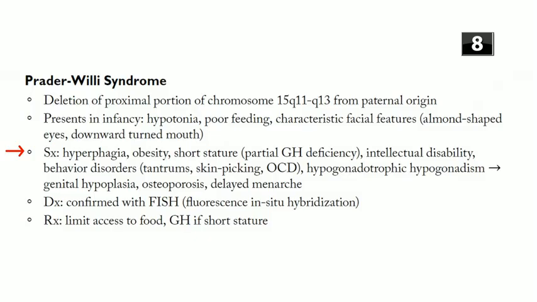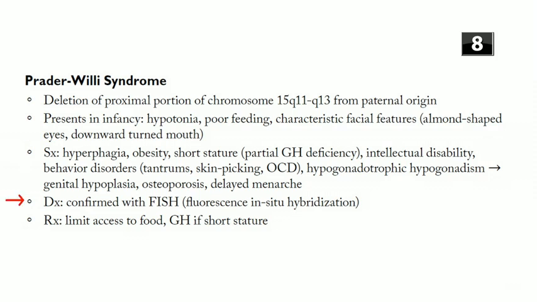Symptoms include hyperphagia, obesity, short stature, which comes from a partial growth hormone deficiency, intellectual disability, behavior disorders like tantrums and skin picking and OCD, and also hypogonadotropic hypogonadism. And then with that, you have incomplete sexual development. You also have osteoporosis and delayed menarche. So this is one of the few times that you can actually have childhood osteoporosis.